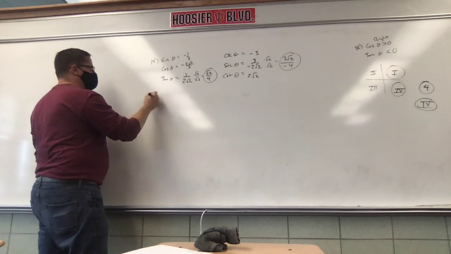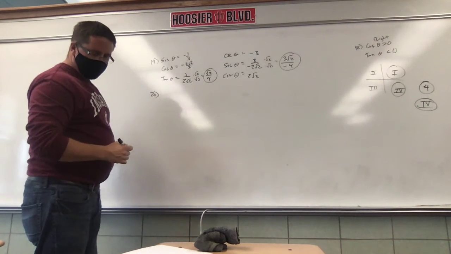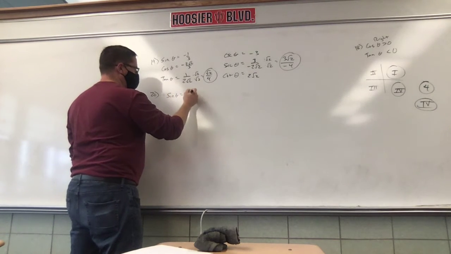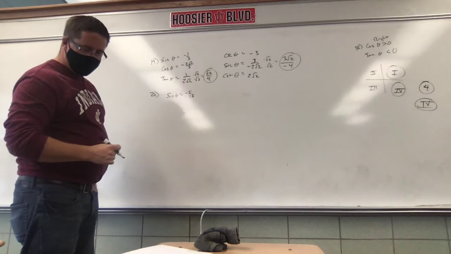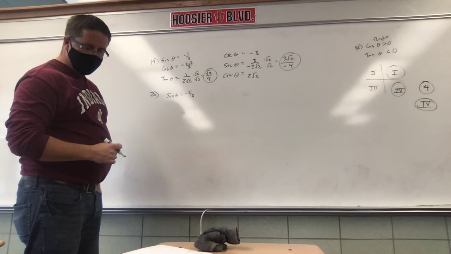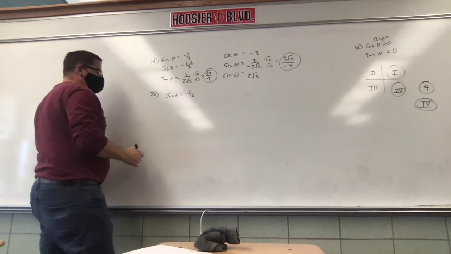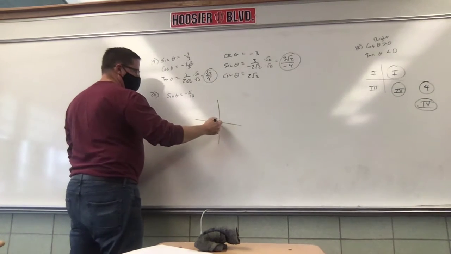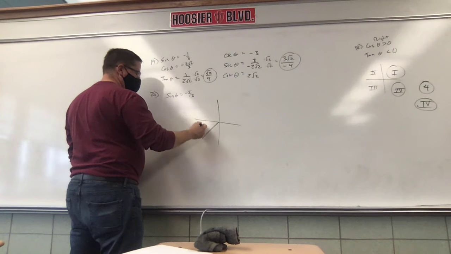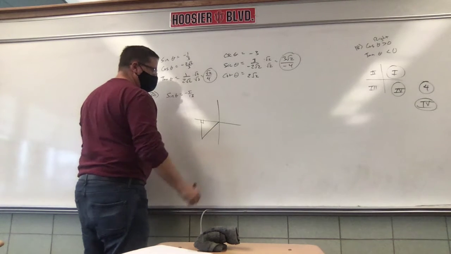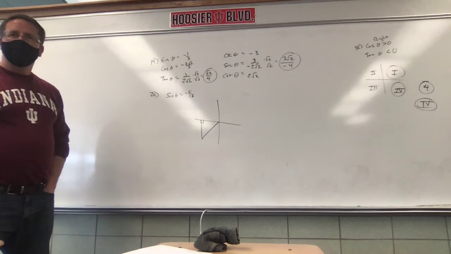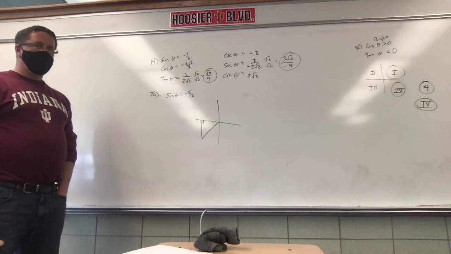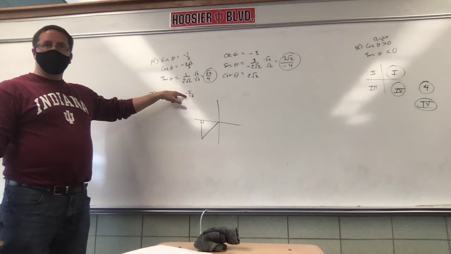Number 20. Sine is negative 5/13. And they tell us theta's in quadrant 3. So I'm going to draw a picture. The angle's in quadrant 3. What other quadrant could it have possibly been in? Not 1. Sine is negative. What direction?